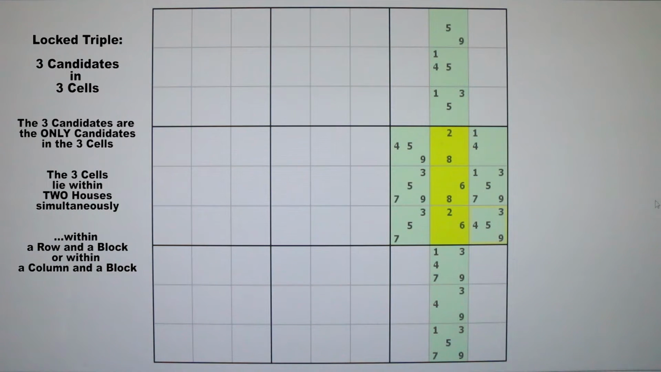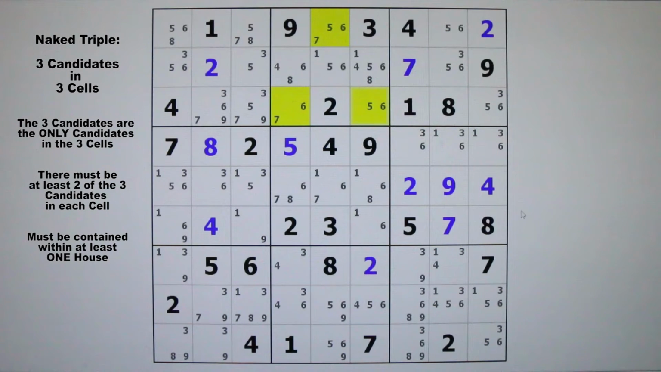So now let's take a look at some real examples in real puzzles, and we'll go through all 3 types of triples. Okay, first let's take a look at some naked triples: 3 candidates in 3 cells that lie in the same house. And the 3 candidates will be the only candidates in the 3 cells.